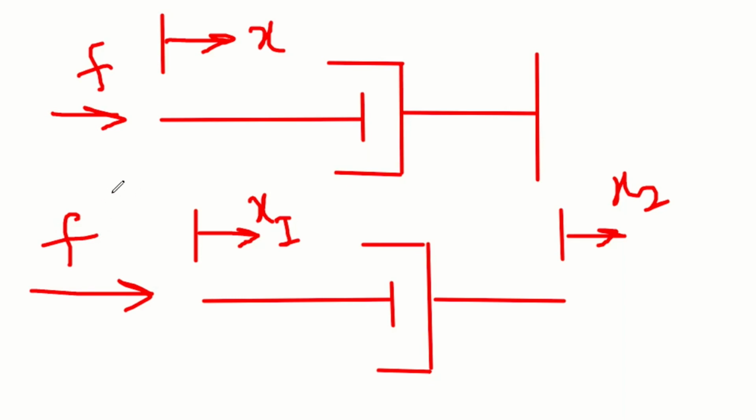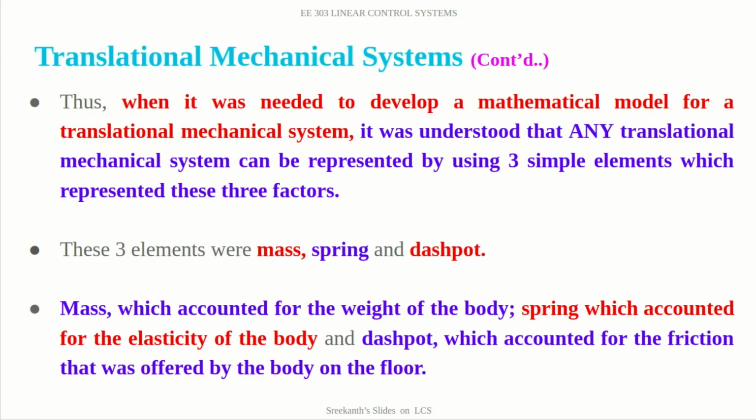So we use these three elements to account for the opposing forces offered by the mass of the body, elasticity of the body, as well as the friction. So mass accounts for the weight of the body, spring accounts for the elasticity of the body, and dashpot accounts for the friction that is offered by the body on the floor.